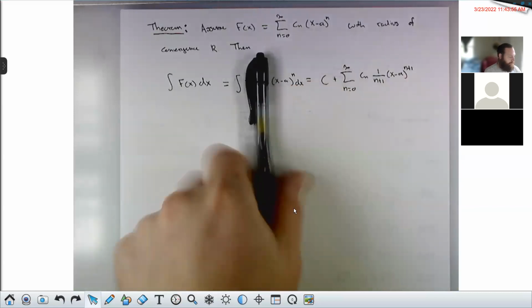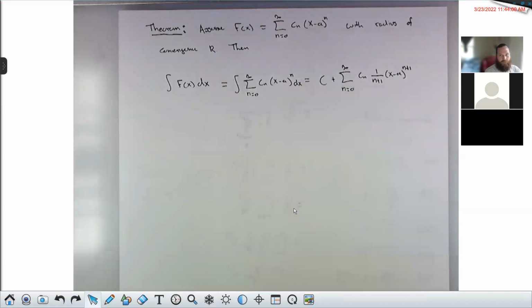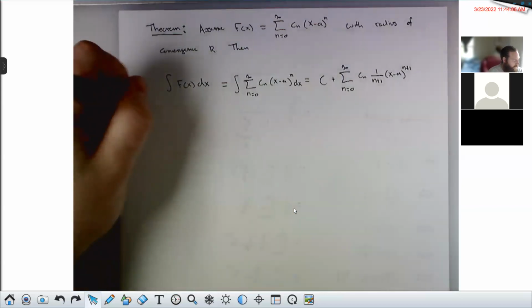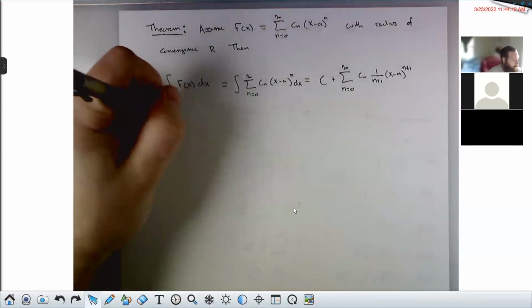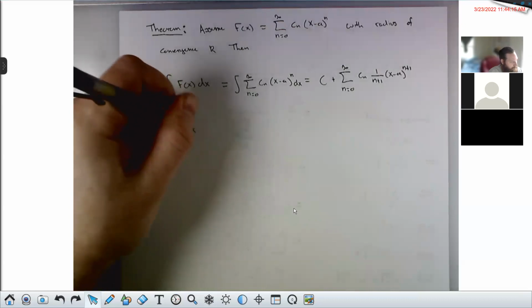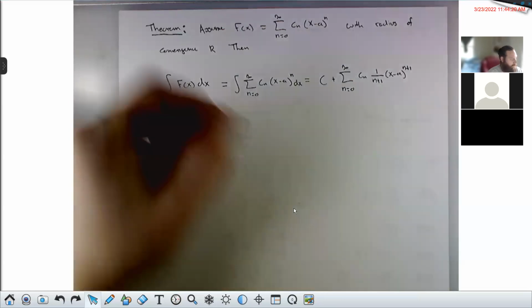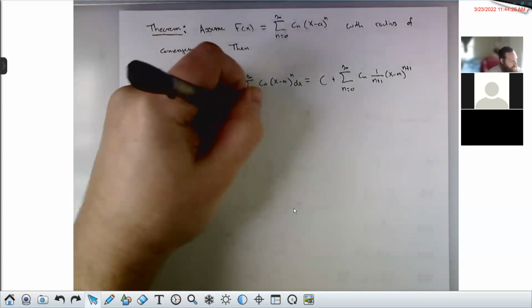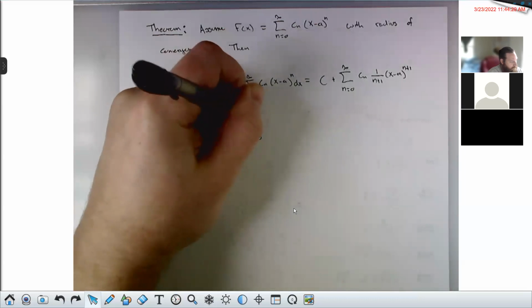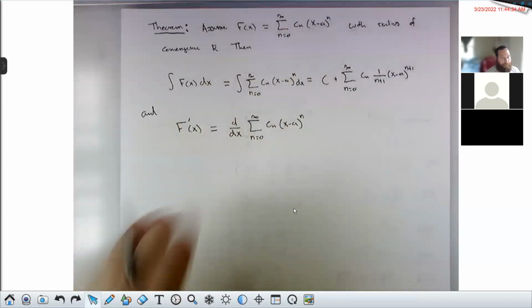Boom. We write the plus c out front because we don't want it to look like the c is inside the series. The c is outside the series. And so that's how you integrate a power series. What about differentiating a power series, f primed? Well, this would be the derivative d dx of the original series, sigma n from 0 to infinity, Cn times x minus a to the n.